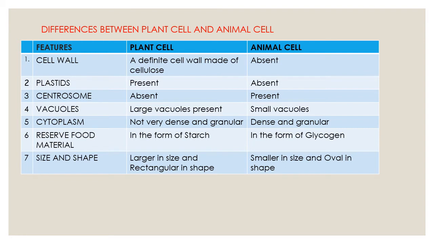And the reserve food material is in the form of starch. So glucose is produced by photosynthesis and changed into the form of starch and stored inside the different parts of the plant. It is in the form of glycogen in the case of animal cell. Compared to animal cell, the plant cell is bigger in size and having a rectangular shape.